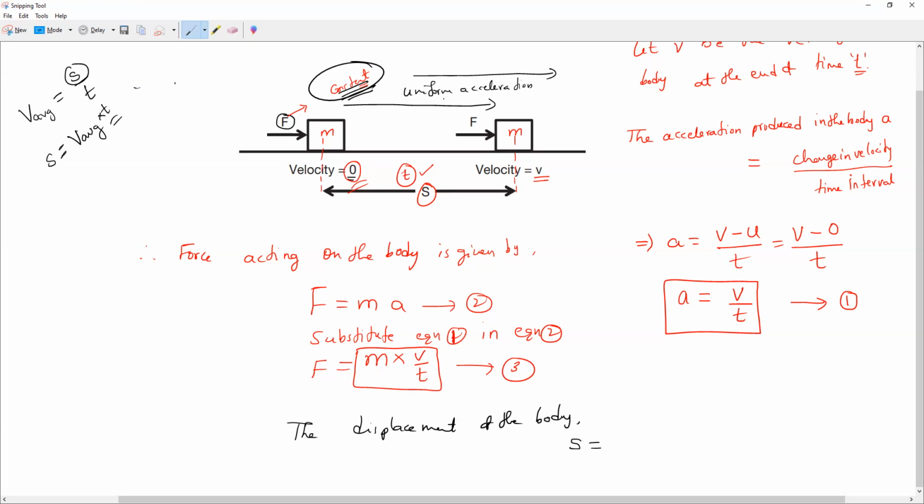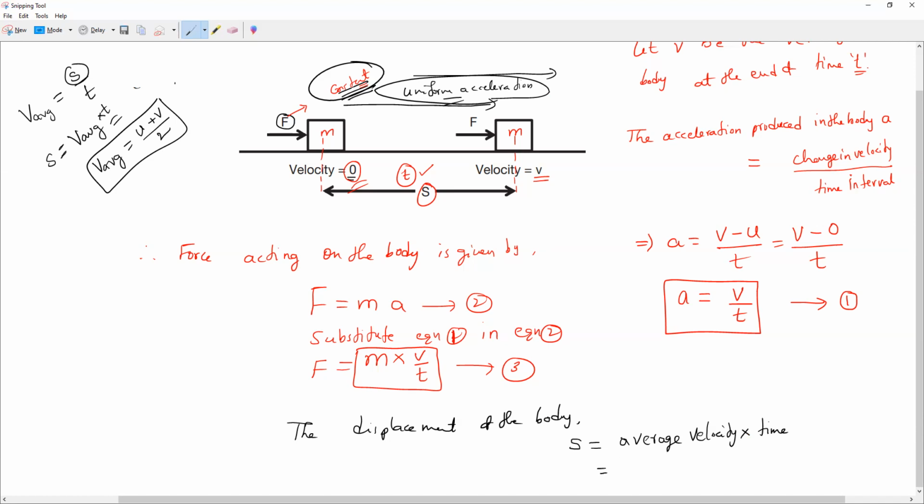If the body is in uniform acceleration, can you tell me what is the V average formula? Just now Nivedan said: initial velocity plus final velocity, divided by 2. So the displacement of the body is equals to, what is the formula? Average velocity into time.